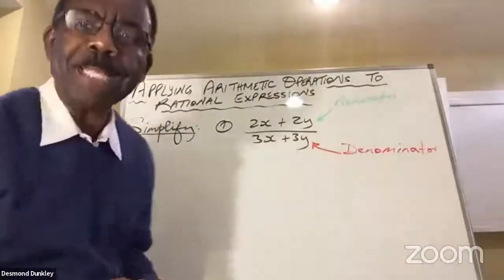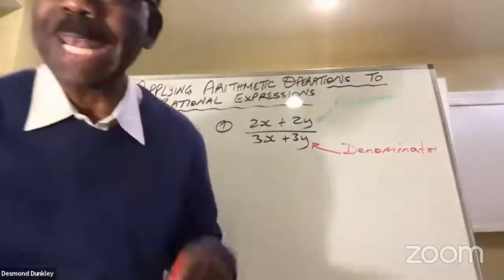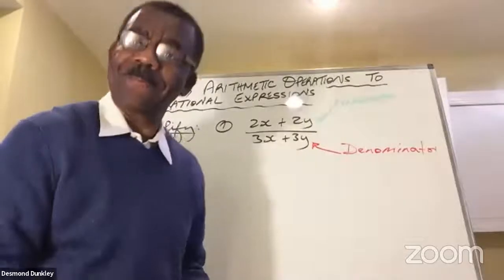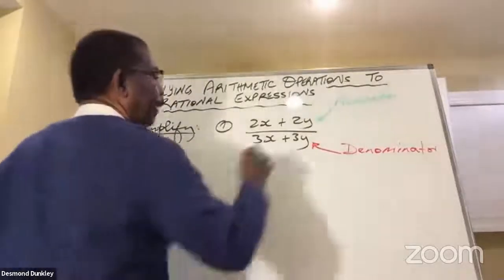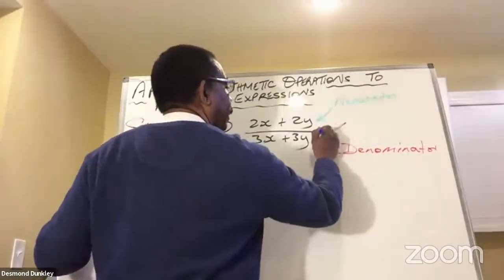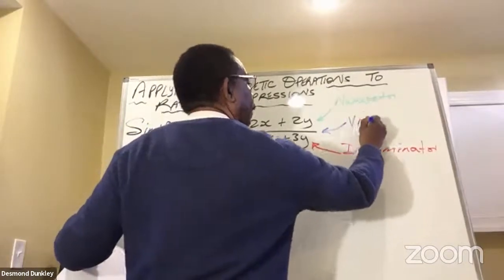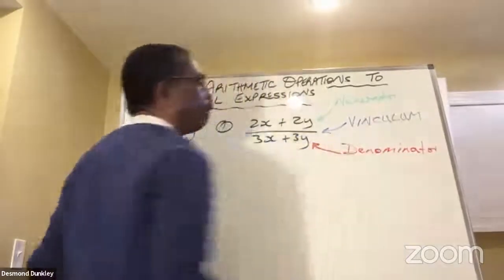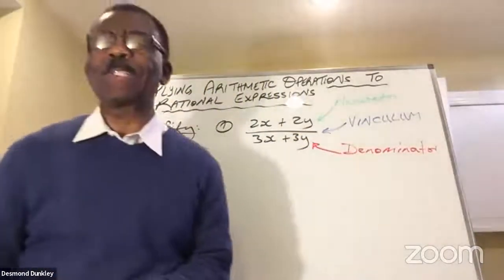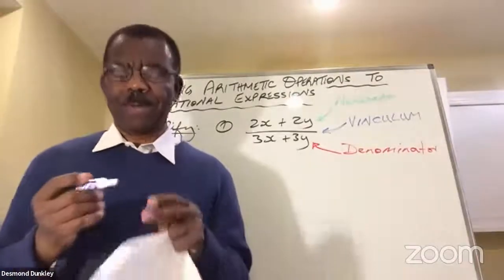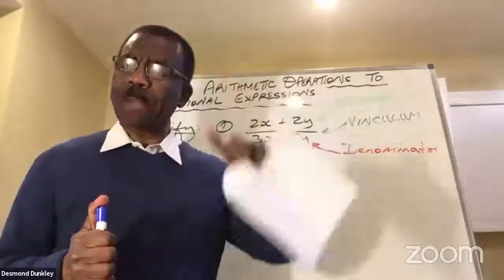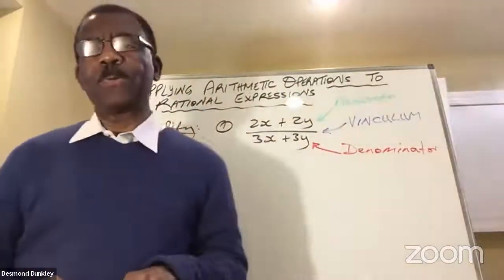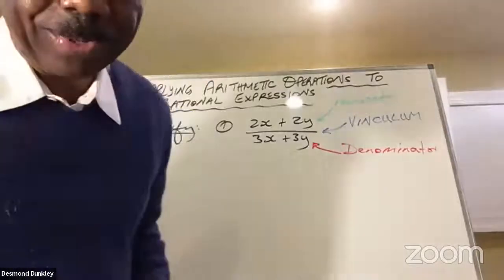Now, I bet most of you do not know the name of the line that separates the numerator from the denominator. It has a name. I'm going to give you that name. It's called the vinculum. Vinculum, that's the name of the line that separates your numerator and your denominator. So numerator is on top, denominator is on the bottom, and the vinculum is the line that separates the two. That's a new word for you, okay?